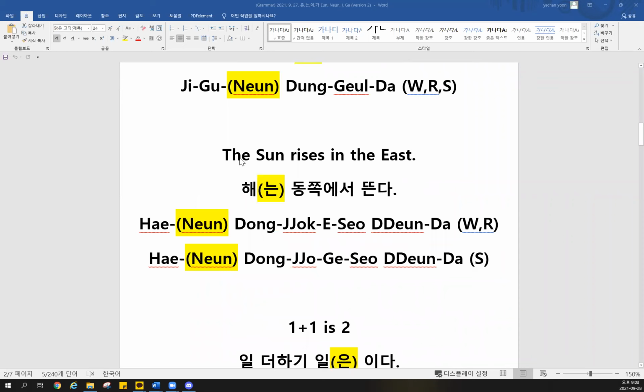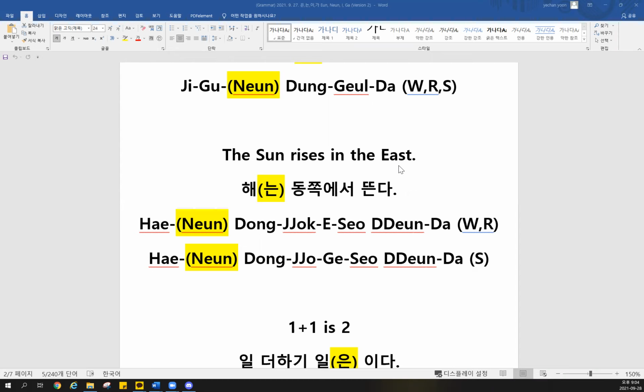All right. And also this one, the sun rises in the east. That is also a fact, right? So then how can we say? Sun is 해. And this is the particle 는, because there's no down consonant, right? So it's gonna be what? 해는 in the east. East is 동쪽. 에서, we are gonna learn about the 에서 as well, okay?